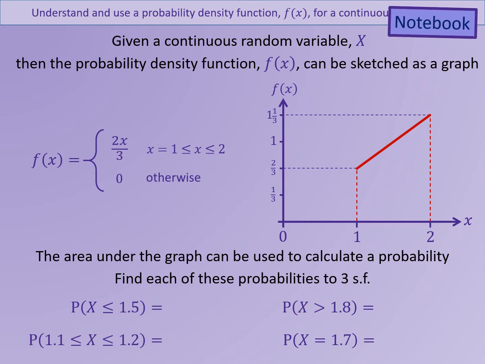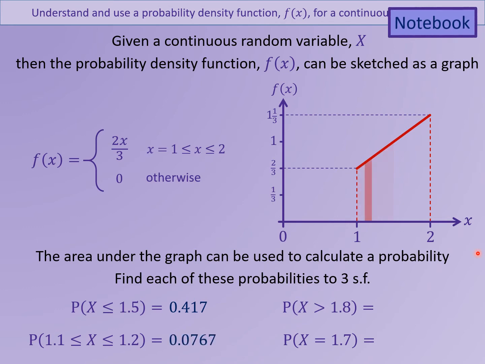So in the first case, the probability that x is less than or equal to 1.5, we just need to calculate the area under that graph for all x values less than or equal to 1.5. So in this case, we have the area of this trapezium. We could use half of a plus b multiplied by h, the distance between. Alternatively, you could use integration for this. You could integrate the function 2x over 3 between just 1 and 1.5. The reason it's between 1 and 1.5 is because it's 0 before this, so we're only calculating this part here. You may want to pause the slide and calculate each of the other values here.